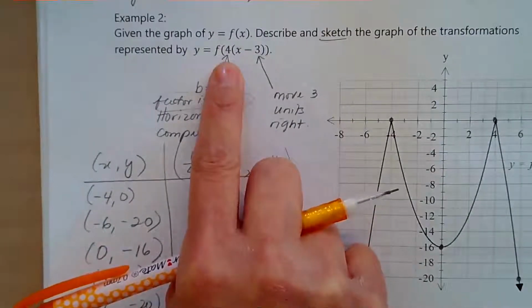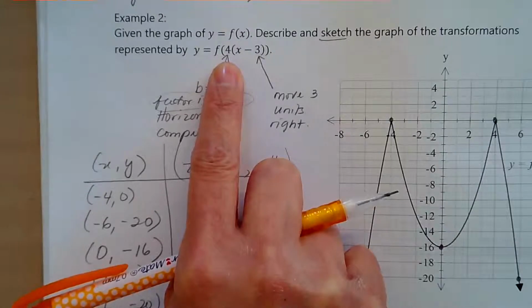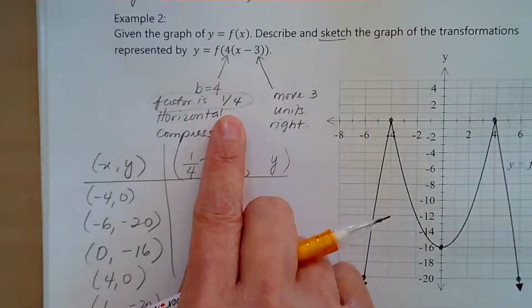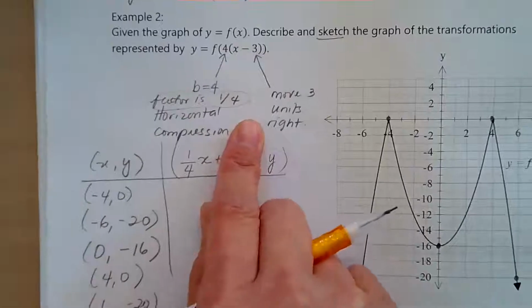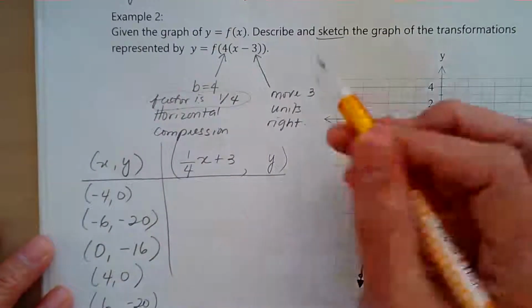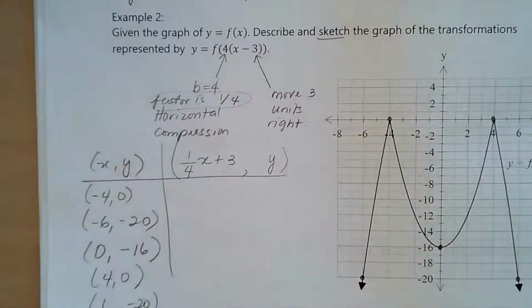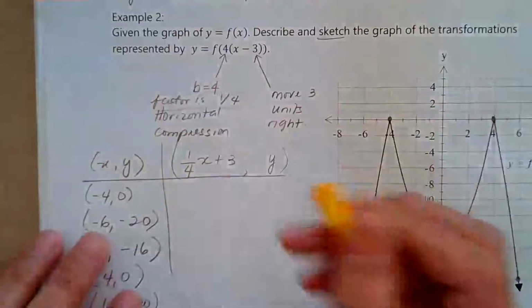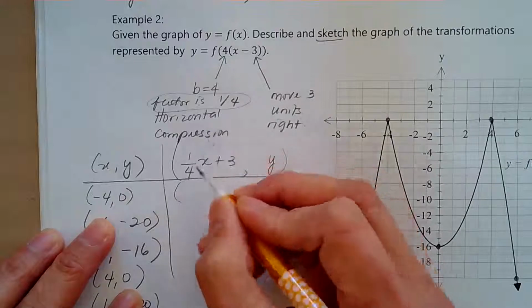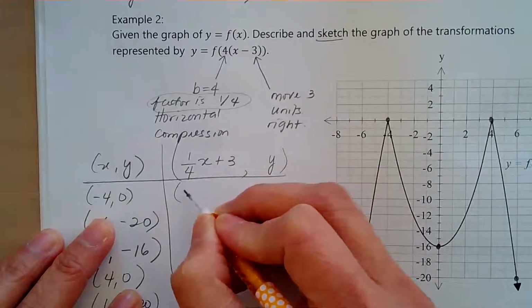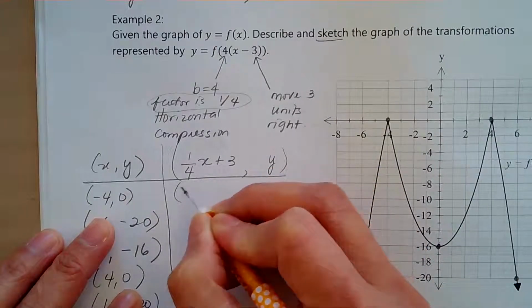So the B is 4, so the factor is 1/4. Yeah? The B is 4, so the factor is 1/4, the reciprocal. And then moving 3 units to the right, so +3. Okay, so go ahead and figure that out. I'll do the same thing. -1.